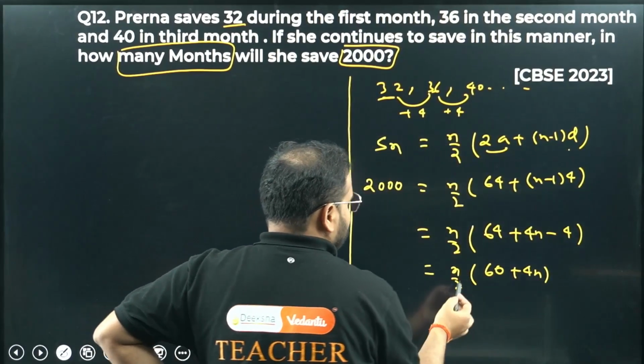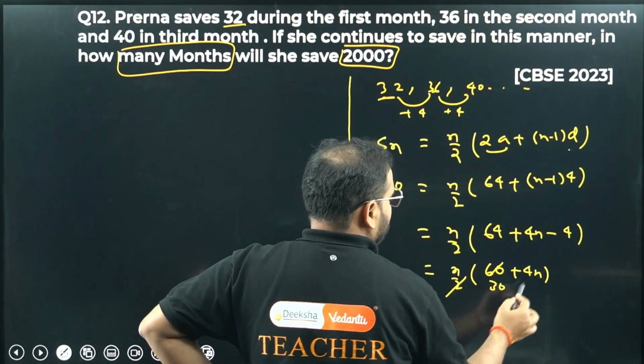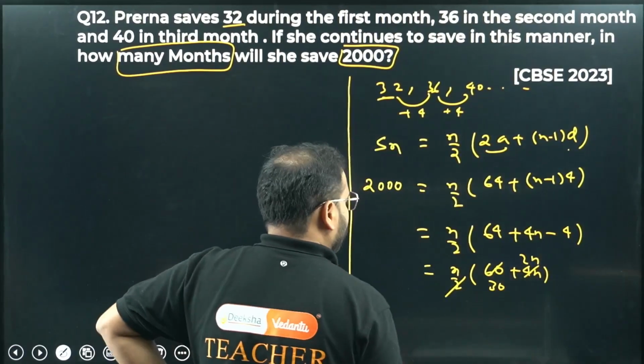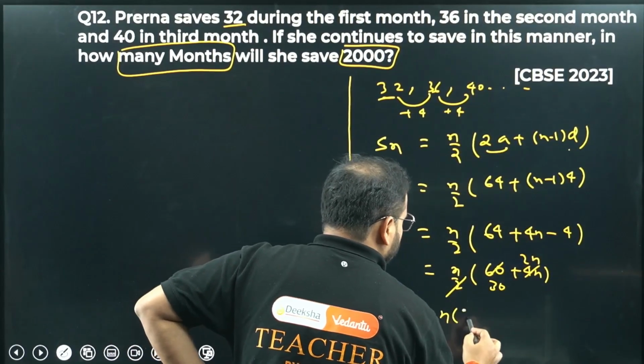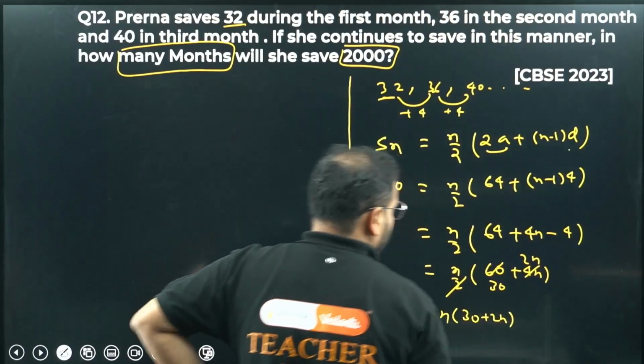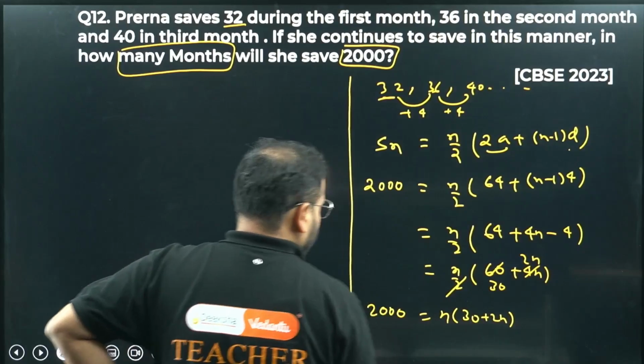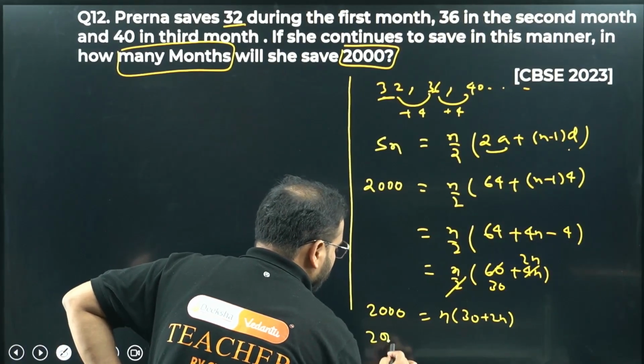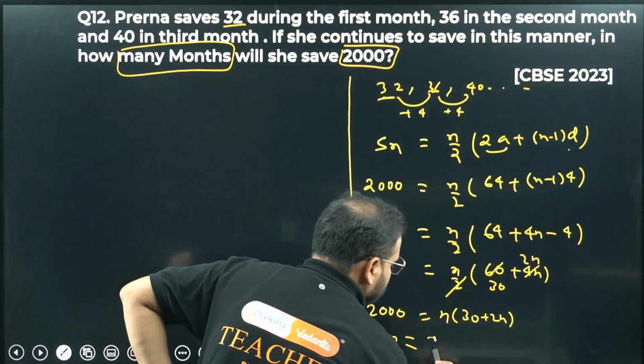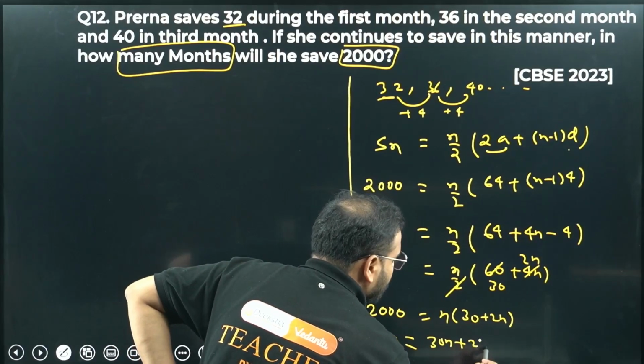Okay. I can cancel this 2 with this. So I'm going to get this 30 over here and this as 2n. What I'm ending up with? N times of 30 plus 2n equals to what? 2000. Right? So expand this, not cross multiply. I'm going to get this as 30n plus 2n square.